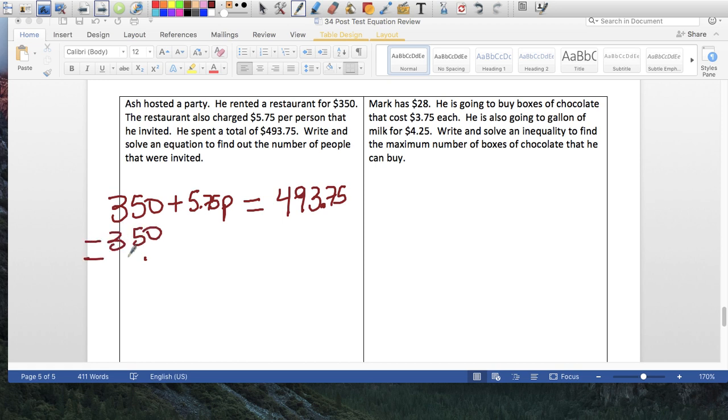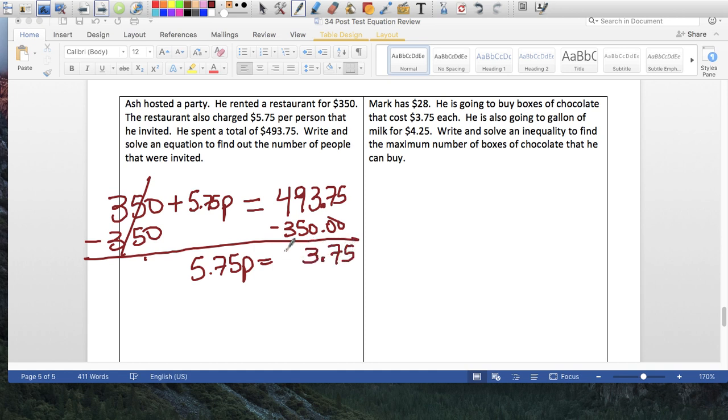So minus $350. Let's go straight to business here. I'm going to do minus $350 on this side. These two become 0. 350 minus 350 is 0. And then I have 5.75p. So if from the total I subtract what I paid just to rent the restaurant, which is going to be $143.75, that's how much I spent on the guests, right? At $5.75 per person.